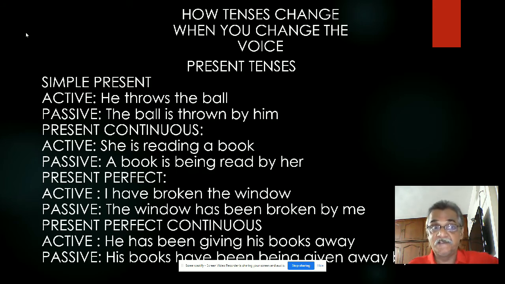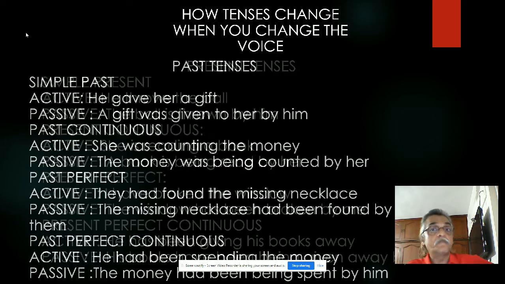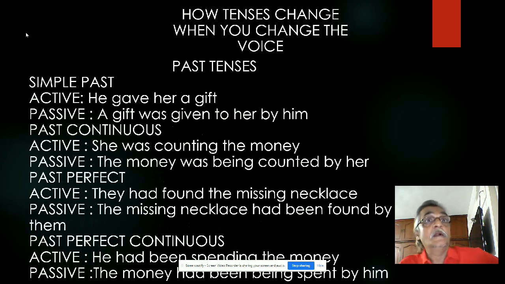The present perfect continuous, he has been giving his books away. The passive becomes his books have been being given away. The past tenses. He gave her a gift. In the simple past, it becomes a gift was given to her by him. The past continuous, she was counting the money, becomes the money was being counted by her.